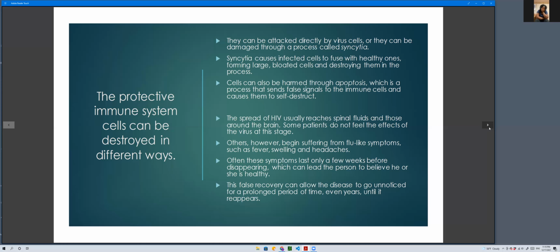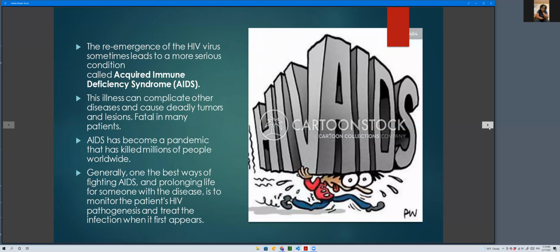until it reappears. The reemergence of the HIV virus sometimes leads to a more serious condition called acquired immune deficiency syndrome, or AIDS. This illness can complicate other diseases and cause deadly tumors and lesions, fatal in many patients. AIDS has become a pandemic that has killed millions of people worldwide. Generally, one of the best ways of fighting AIDS and prolonging life for someone with the disease is to monitor the patient's HIV pathogenesis and treat the infection when it first appears.